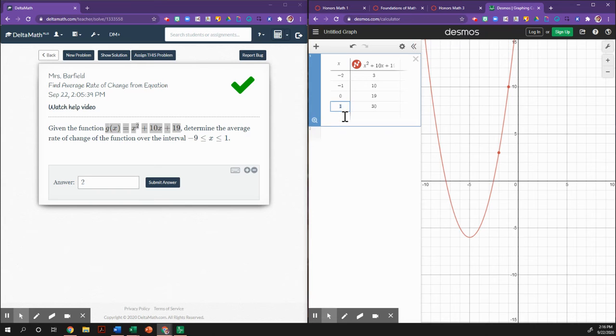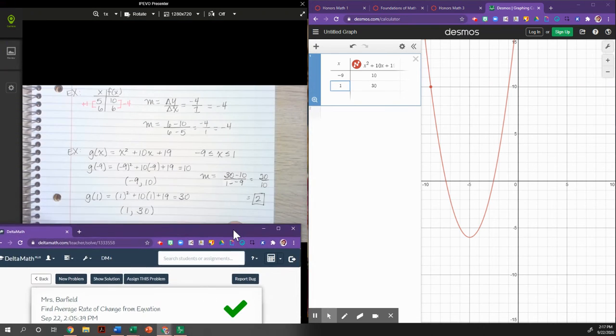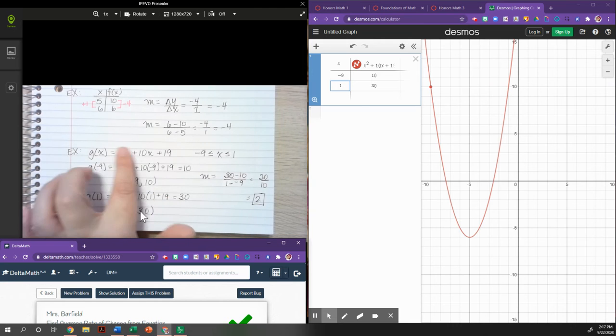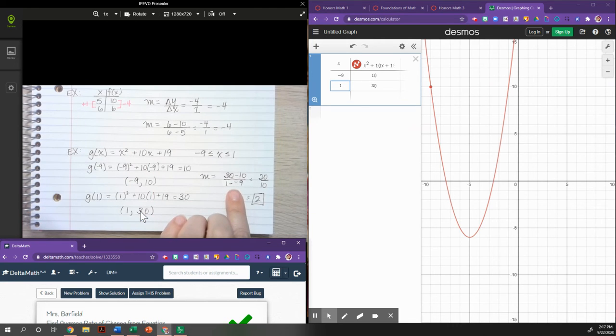All right, now I'm going to delete the pre-loaded items in my table. And now I'm going to type in -9, and then I'm going to type in 1. And you can see right here 10 and 30. So that gave me the answers. If I bring back this part, that gave me this step right here. So I was able to eliminate all of this work, and I could have immediately jumped to calculating my slope. So that's how you can utilize the calculator to help you.